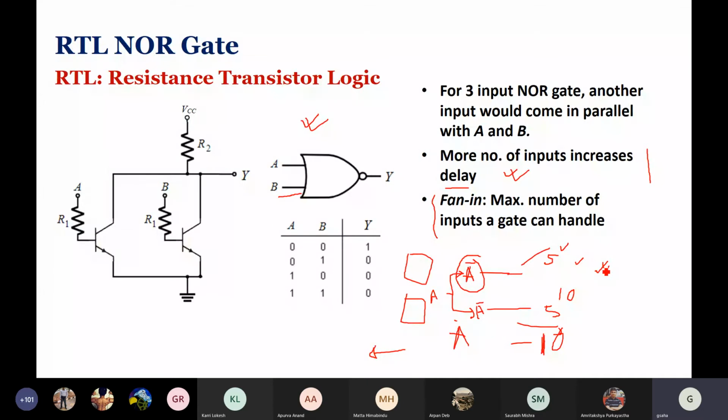So we shall study all of them. We shall look at other logic families. We shall look at different kinds of design propositions, and we shall also look at minimization, those kinds of stuff. Okay.